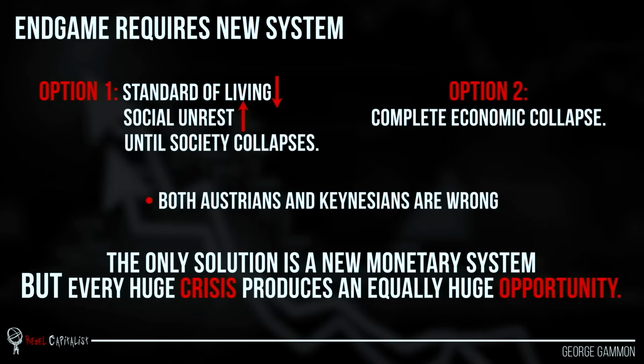I'm running a little short on time here, so I'm not going to go into why the Austrians and the Keynesians are wrong on this, but basically it's because we need an entirely new monetary system. But I want to point out to each of you in this room, this may sound scary, but you shouldn't lose sleep over this, because with every huge crisis comes an equally huge opportunity. So now I want to talk about what you can do to not only survive but thrive in the 2020s and a potential financial storm that I think is on the horizon.